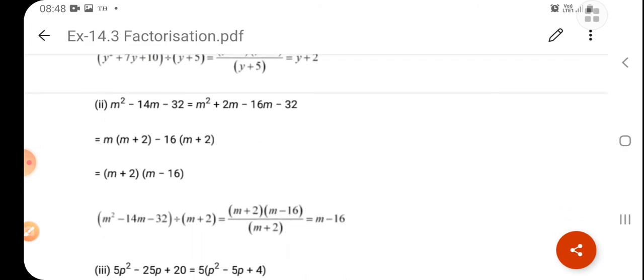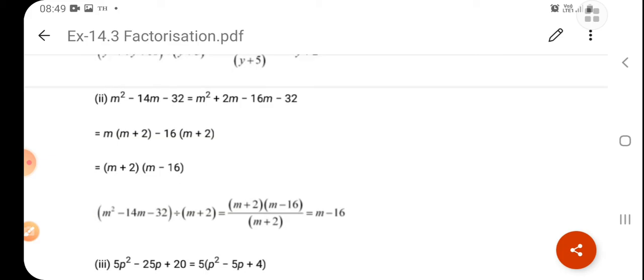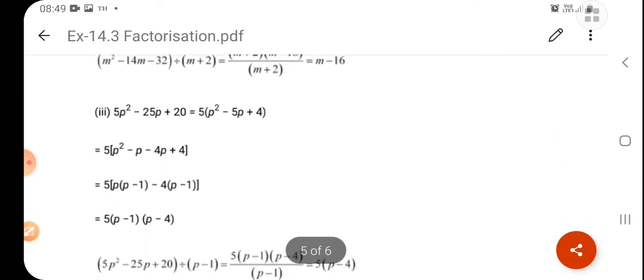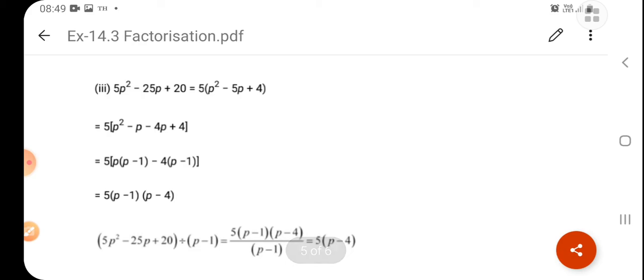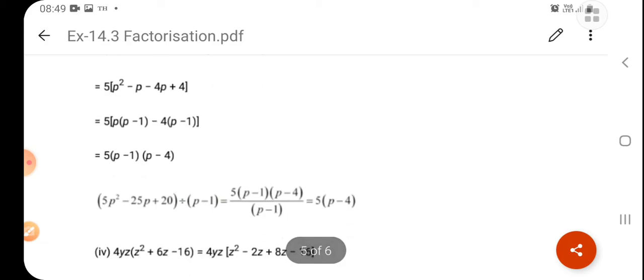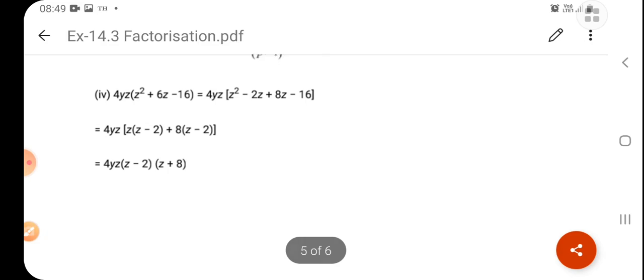m square minus 14m minus 32. Minus 14m can be written as plus 2m minus 16m, minus 32. So m is taken out as common, m into m plus 2, minus 16 into m plus 2. Next, 5p square minus 25p plus 20. Here p square minus 5p plus 4 is taken in the bracket. Then by middle term splitting we solve the question, and we get 5 into p minus 1 into p minus 4.